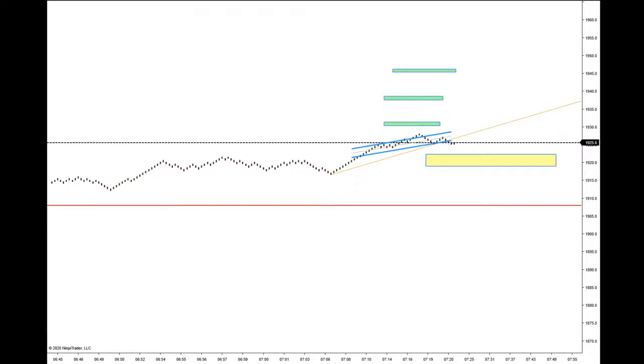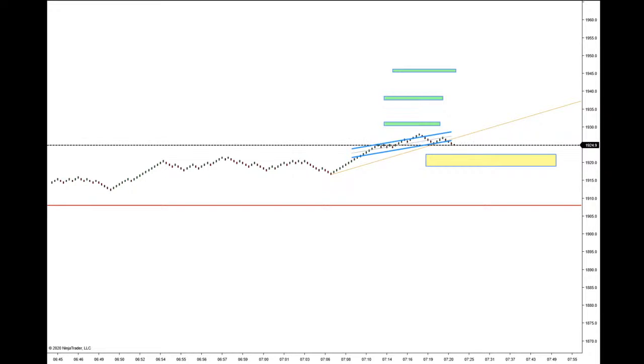I may take a short here. I'm seeing some selling pressure. We just had a really big... Okay, I'm taking a short. I'm going right there.